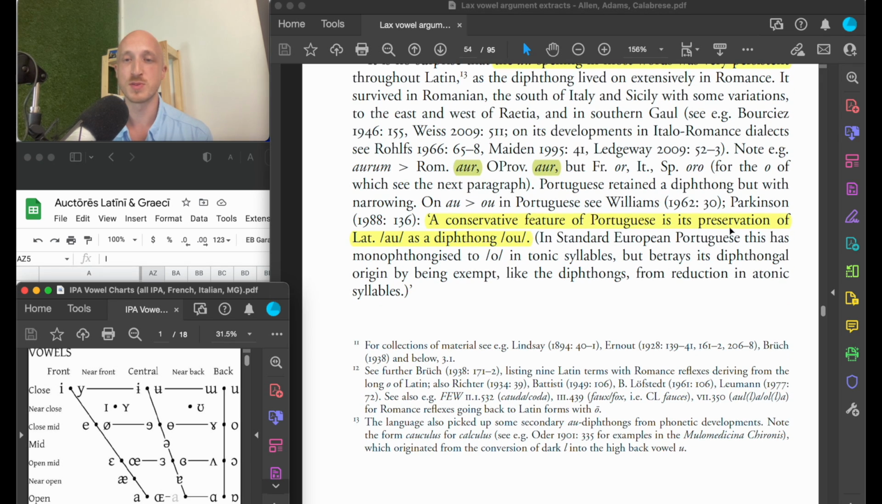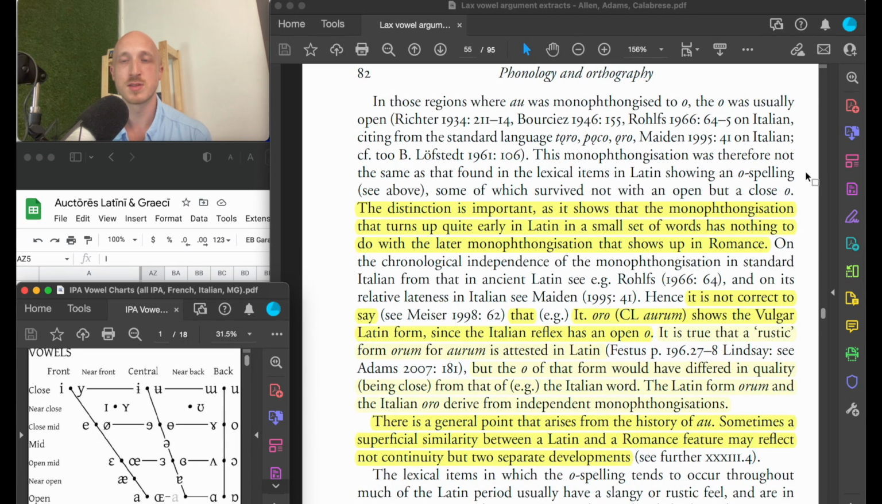A conservative feature of Portuguese is its preservation of the Latin ow as o. That's very interesting, isn't it? The monophthongization was therefore not the same as found in the lexical items in Latin showing the o spelling. So the ones like coda that were from cauda are a completely different phenomenon, essentially from a different dialect of Latin that got mixed together. This mixing of dialects to create the standard language happens all the time.